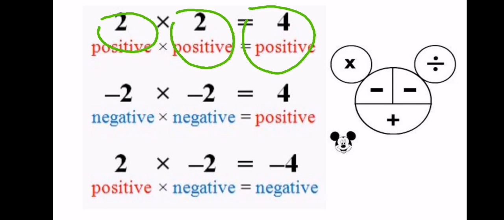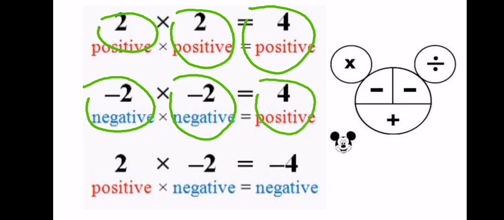Then the next one. If I have negative 2 multiply negative 2, the answer will be 4. It means that a negative number multiplied by a negative number, the sign of the answer should be positive. And for the numbers, multiply them also normally. 2 times 2 is 4. Negative times negative will give me positive.